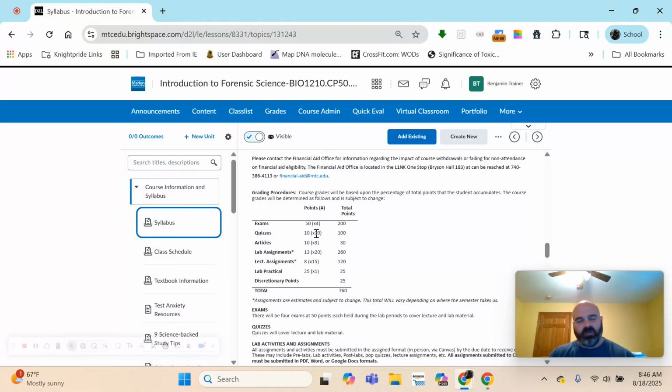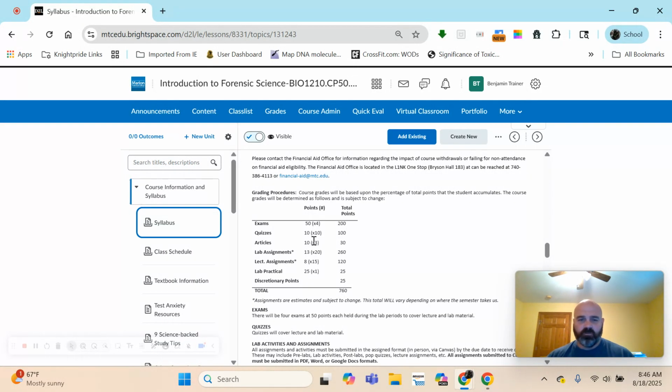We have 10 quizzes. They are 10 points apiece. Again, not something to get stressed out about. These are opportunities for me to just kind of make sure that, yes, you're looking at your notes. Hopefully, you're connecting those dots and the information is making sense so that you can, again, be as successful as possible. That's ultimately what I want for you.